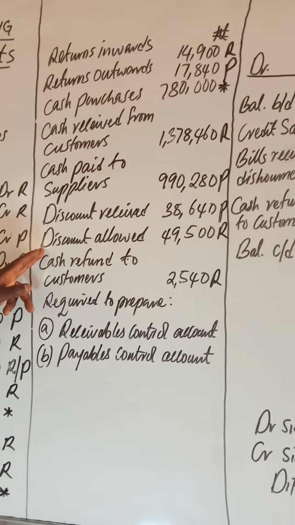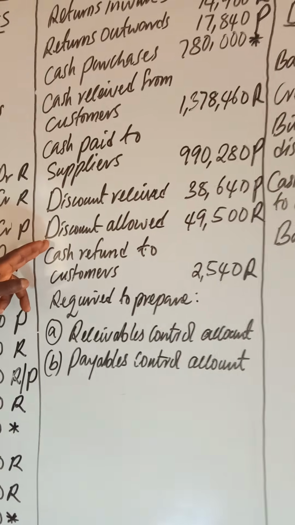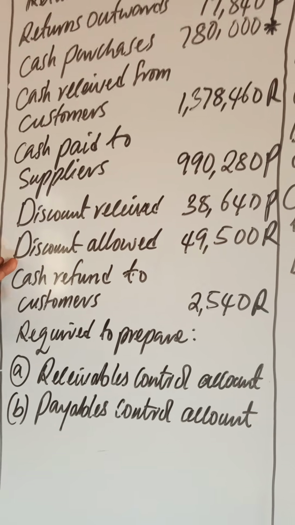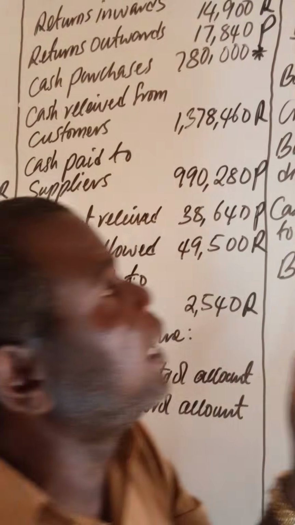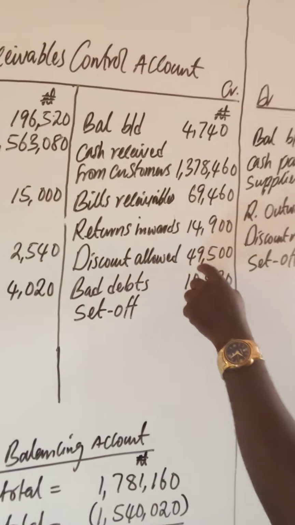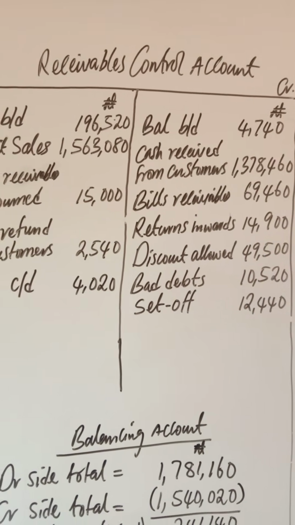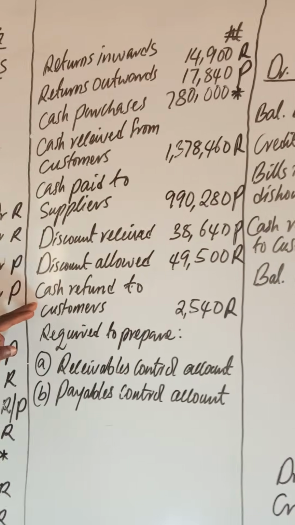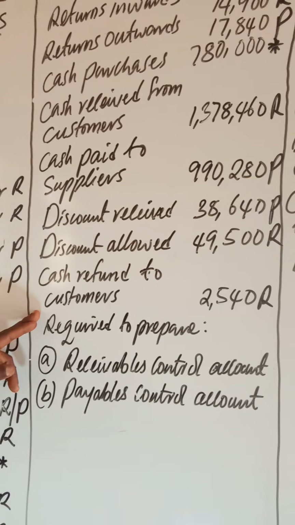Next, you go to discount allowed. Discount allowed is an expense. All expenses are debited in accounting, and when they are debited, the corresponding entry will be credited in the receivable control account. As you can see, discount allowed, 49,500 naira. Next, we are going to cash refund to customers.